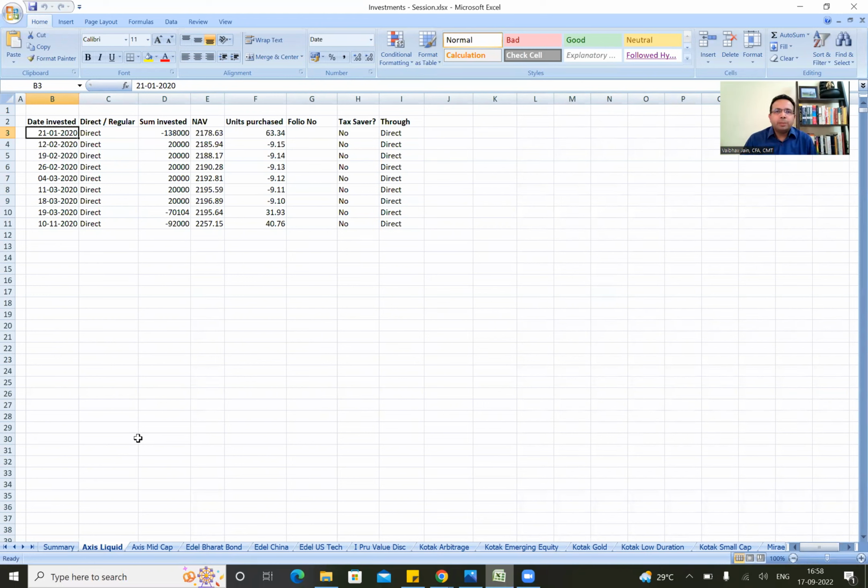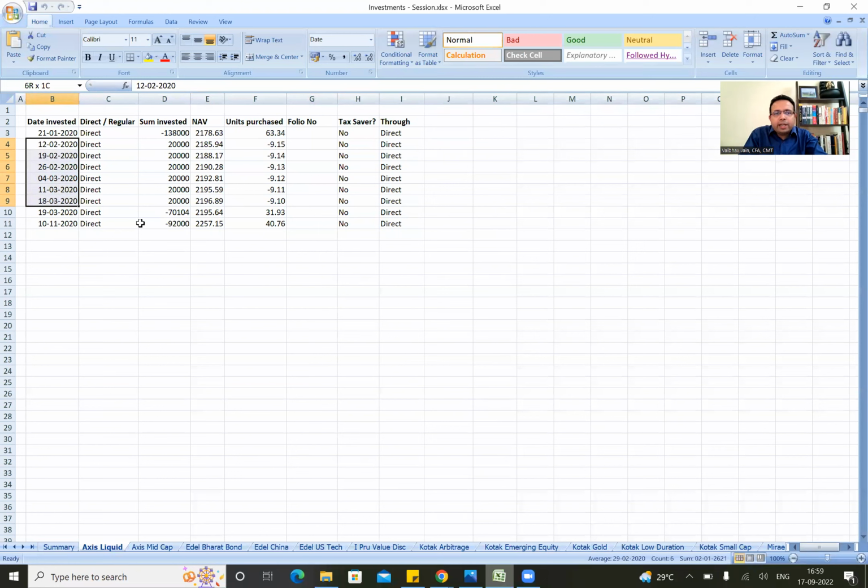Or if you're doing it weekly, maybe sit for half an hour or 15, 20 minutes every Saturday or something. So I do it weekly for myself. I sit every Saturday or even Sunday, and whatever transactions I have in the last one month, or last 1 week, I will put it over here. Now, this fund says that I invested 1,38,000 at this NAV. I got so many units. And then just look at this.